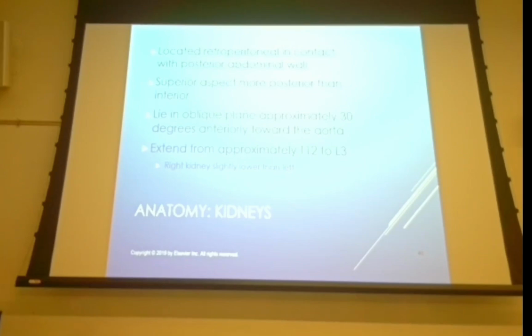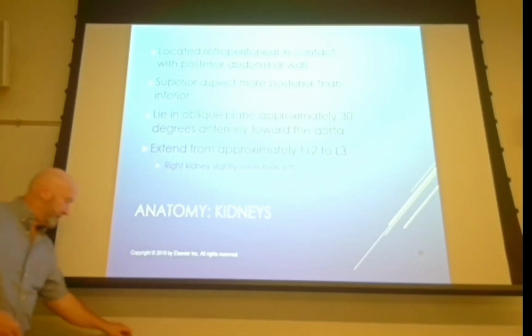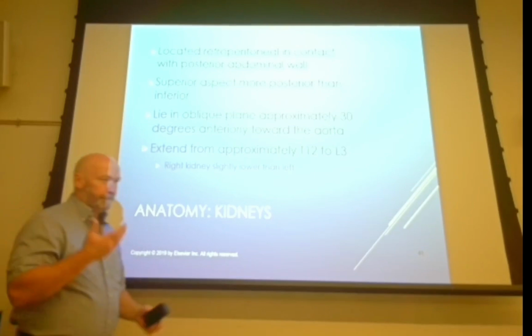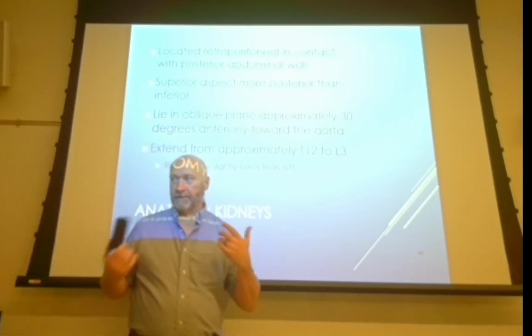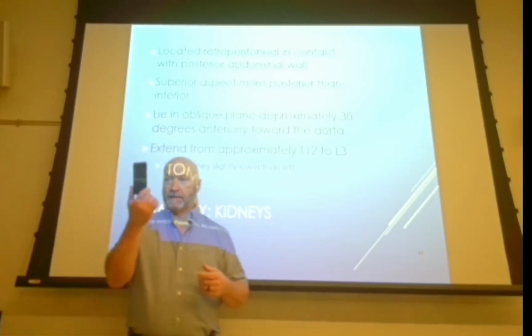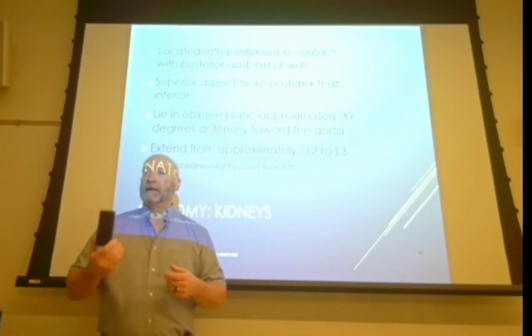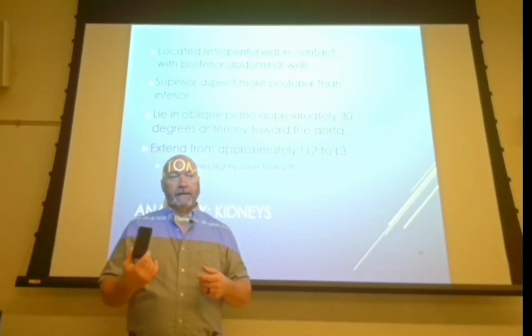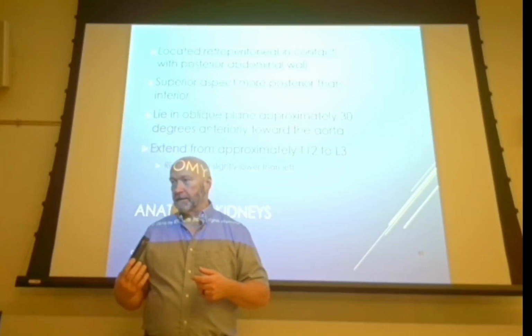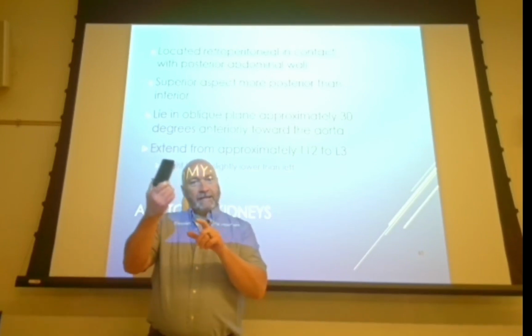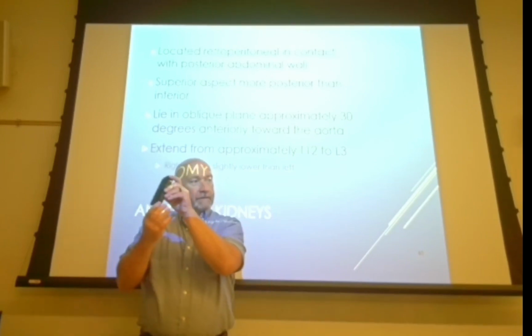So the superior aspect is more posterior, and they're also in a bit of an oblique plane. We have a tendency to think of our anatomy as being almost two-dimensional, where the kidney's just straight up and down like this, and it's not. Upper pole is back, and then it's rotated a little bit this way so that it faces a little bit towards the side, all right?